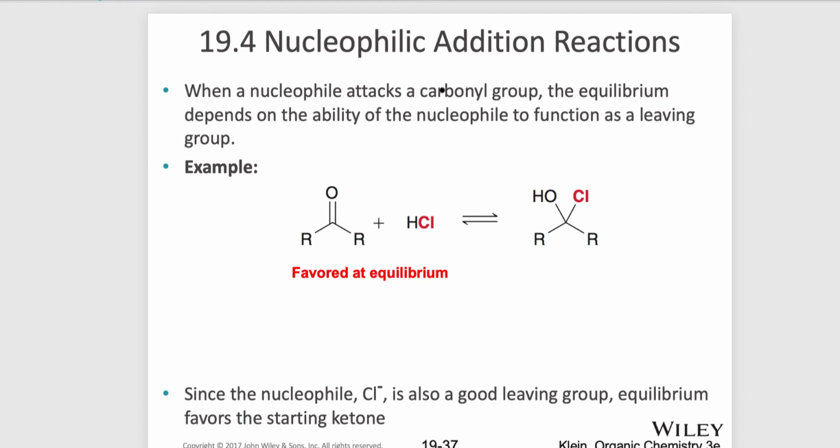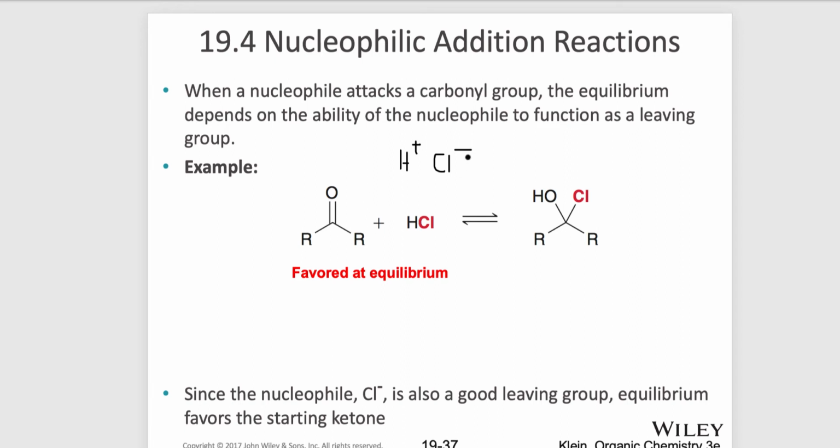So, when the nucleophile attacks the carbonyl group, the equilibrium depends on the ability of the nucleophile to function as a leaving group. One example here is when we have a carbonyl group, an aldehyde or a ketone, reacting with HCl. Remember that HCl is going to be in equilibrium with H plus and Cl minus. And we can look at where the equilibrium lies in here.